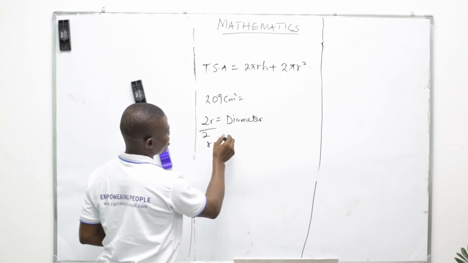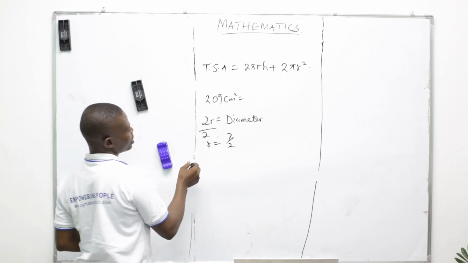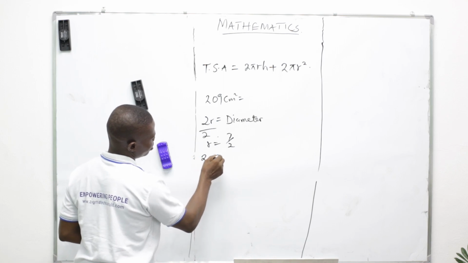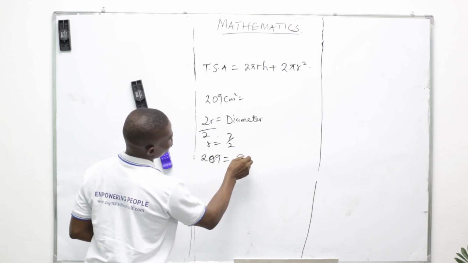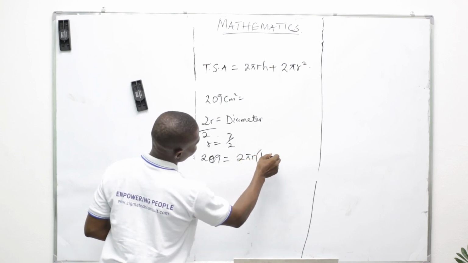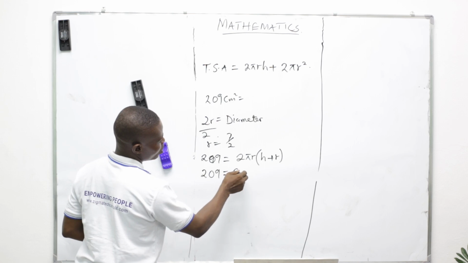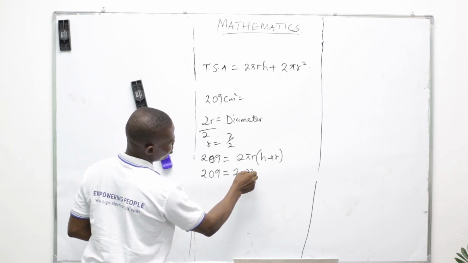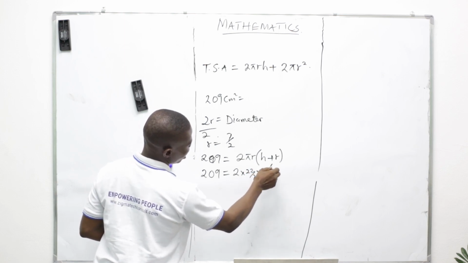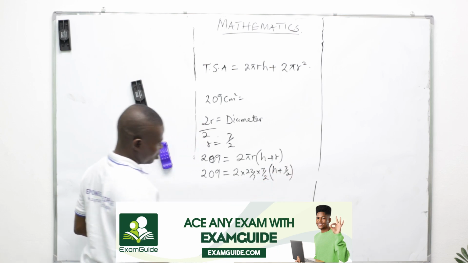r will now give us diameter all over 2, that is 7 over 2. Now we have this. This game is easy now. Now let's see. 209 equals 2 pi r is common. I factor it outside plus who? One single r. 209 equals 2 times 22 over 7 times r, 7 all over 2, into height, we're looking for height, plus r, 7 all over 2. Good.